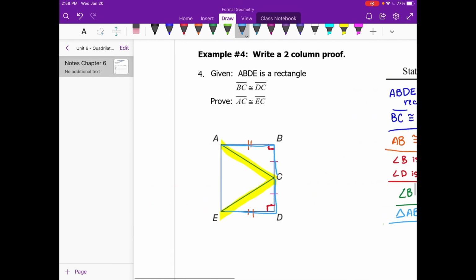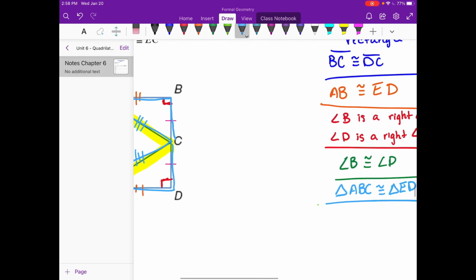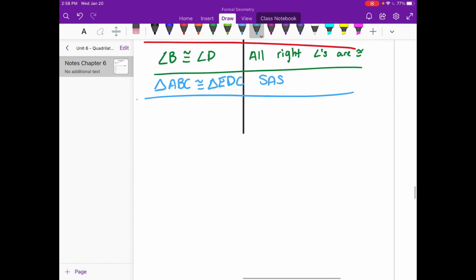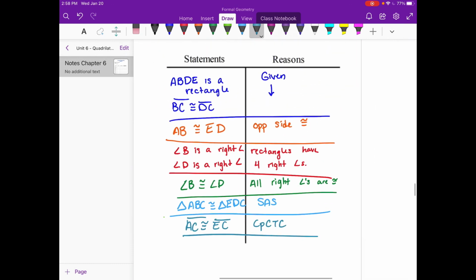And now that I know that those triangles are congruent, I can say that their corresponding parts are all the same too, which means this third side is congruent to each other. And that will finalize our proof. AC is congruent to EC. And that is by CPCTC. Corresponding parts of congruent triangles are congruent. And that is my full complete proof.